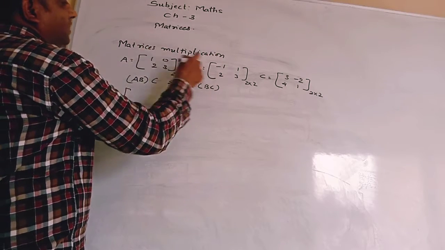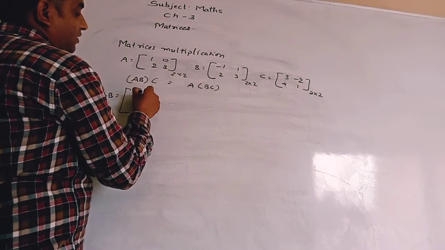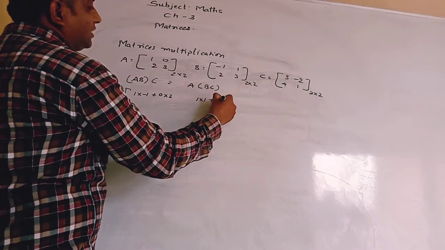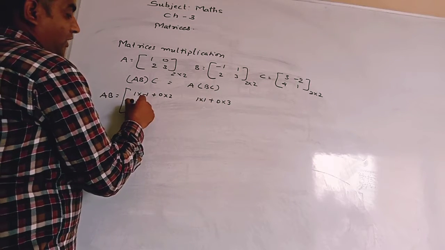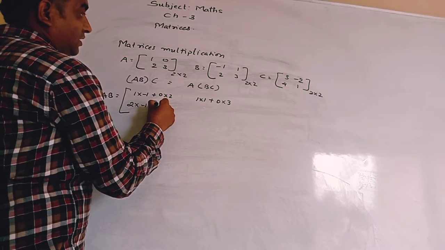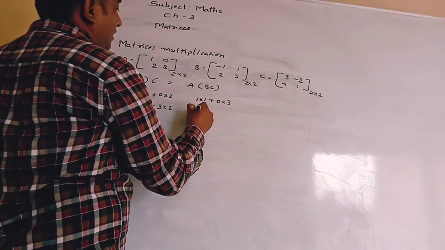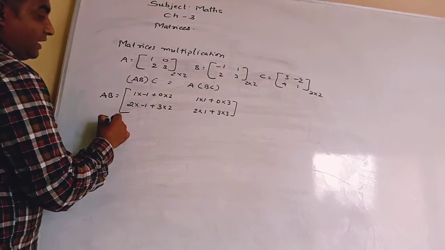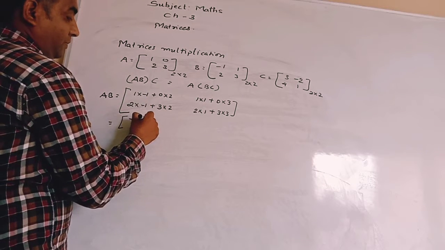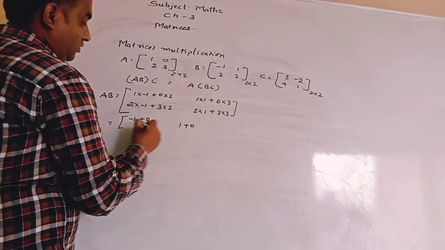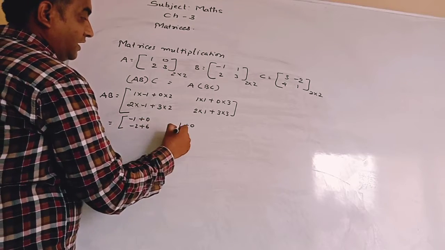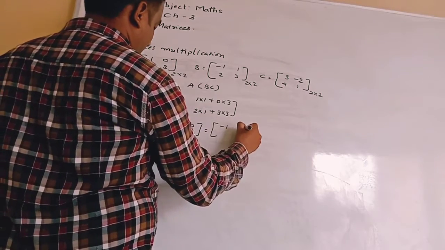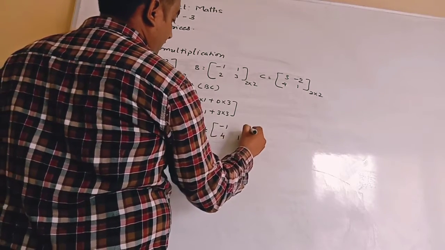So A is row and B is column. Then 1 into -1 plus 0 into 2, 1 into 1 plus 0 into 3, 2 into -1 plus 3 into 2, and 2 into 1 plus 3 into 3. So we get -1 plus 0, 1 plus 0, -2 plus 6, 2 plus 9, and so it will be -1 1 4 11.